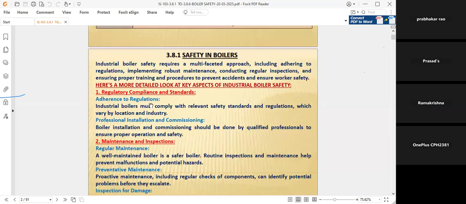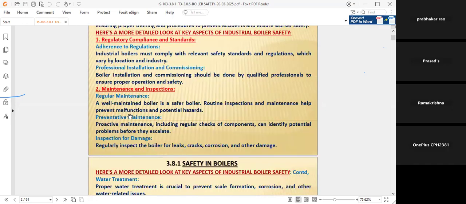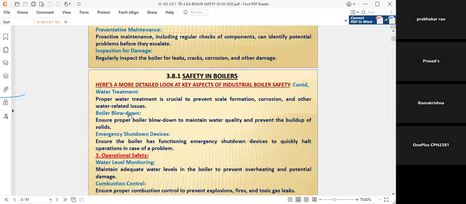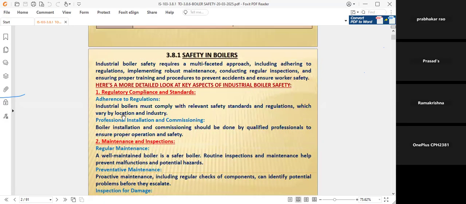Always we will be discussing the regulations, the maintenance, the boiler blowdown, water treatment, operation of the system, and level monitoring, because we have to keep these in mind after the discussion is over. Here is a more detailed look at aspects of industrial boiler safety, as discussed.